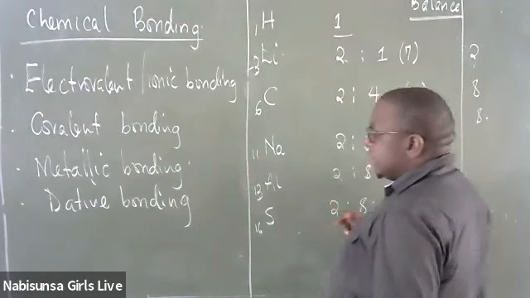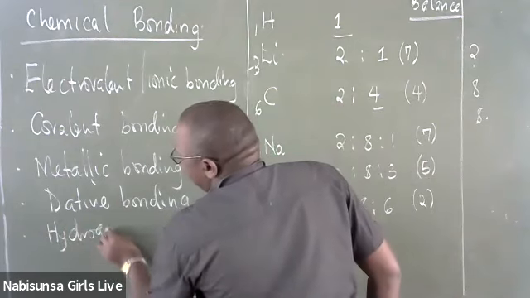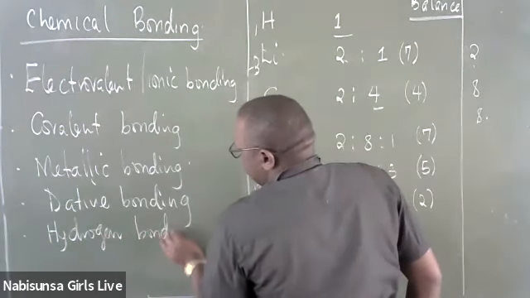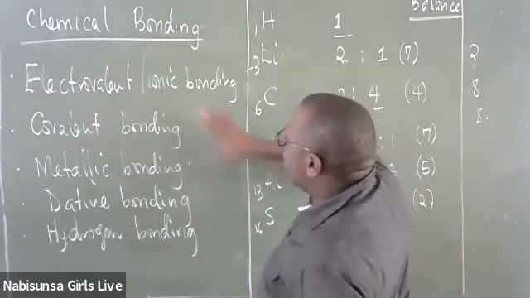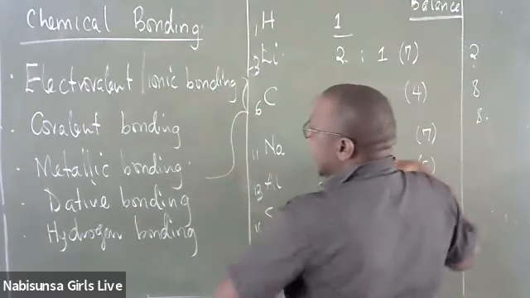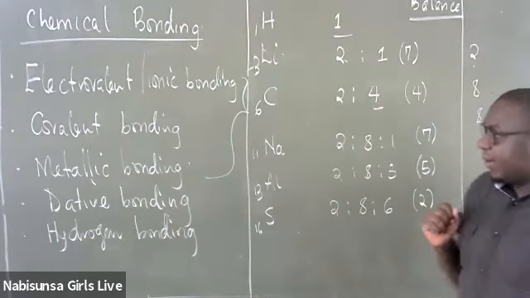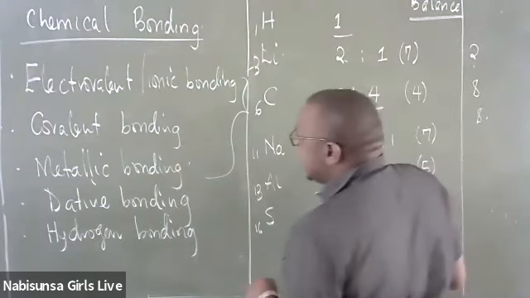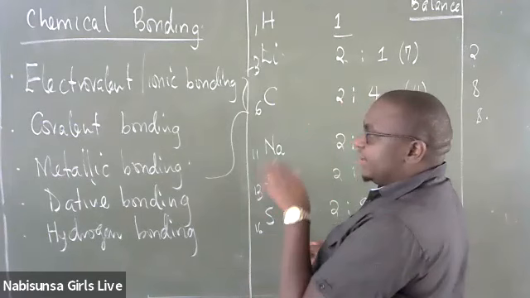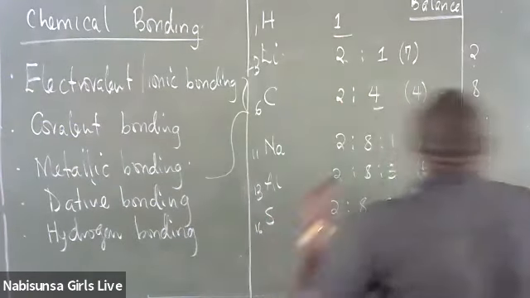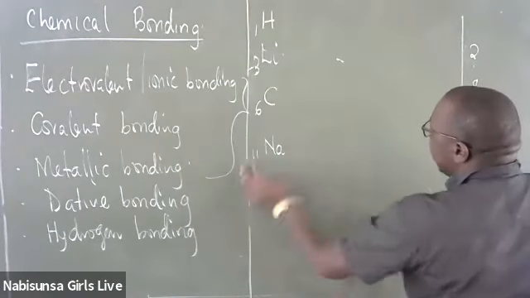We shall have dative bonding. We shall also talk about another one that will be so special, which we call hydrogen bonding. But the first three are going to be important here. Okay? And I'm going to see how we can summarize them. So now, let me start with what is going to be very easy. We start with the metallic bonding, going downwards. So metallic bonding is going to be the first on the table, and we're going to see how we can make the understanding.